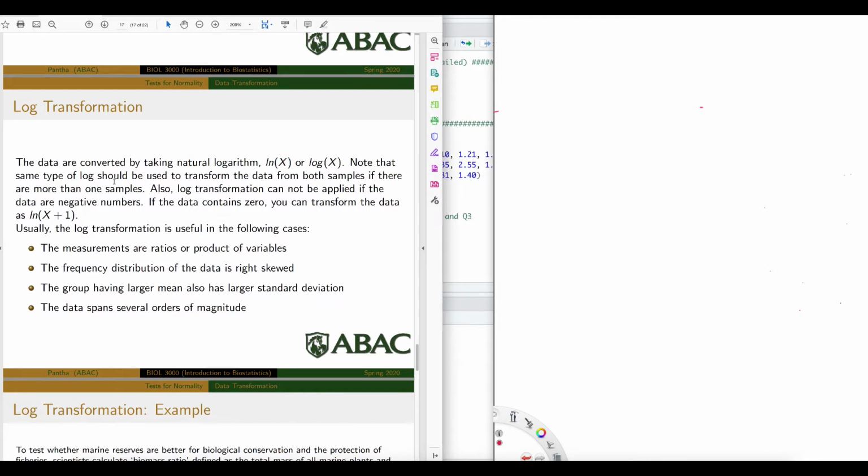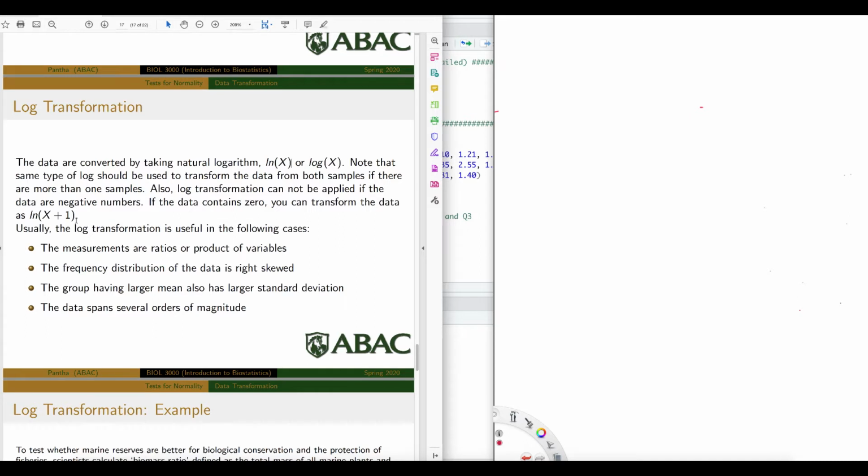Note that the same type of log should be used to transform the data from all samples if there is more than one sample. So either use ln on both samples or log on both samples, okay? Also, log transformation cannot be applied if the data are negative values. If the data contains 0, you can transform the data as ln(x + 1). If there are negative values, you can add a big number to them so that all the data become positive values, and then you interpret the result later on, okay?